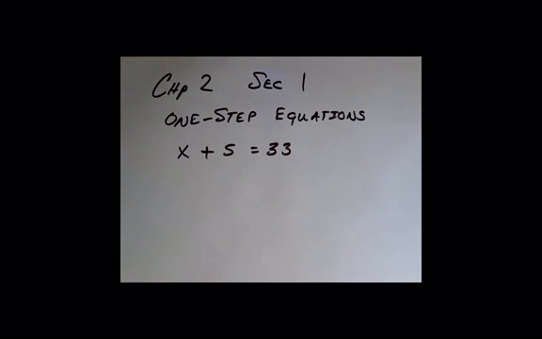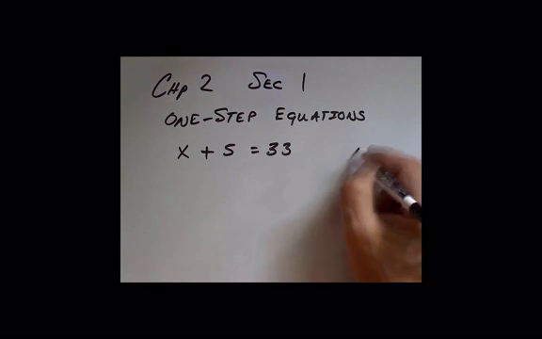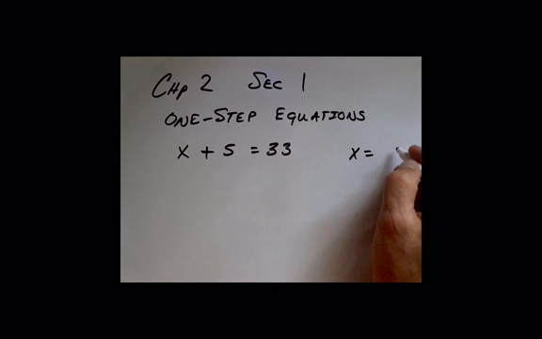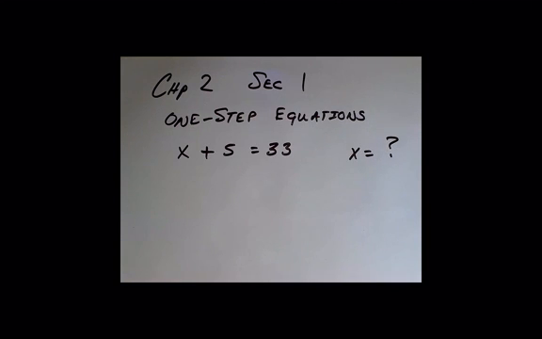What we need to do is solve for x. Now, you're going to hear this a lot: solve for a variable. In this case, solve for x. What we want to do is get x on one side of the equal sign by itself. In other words, we want it to look something like this: x equals some number. Okay?